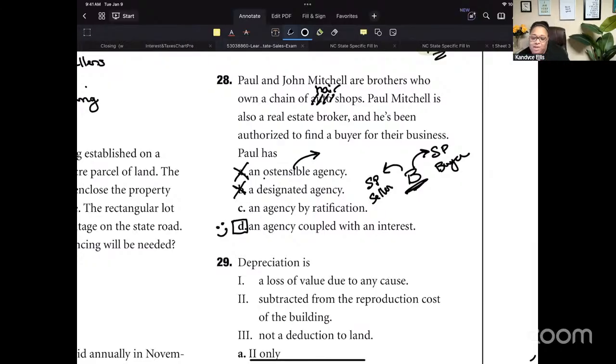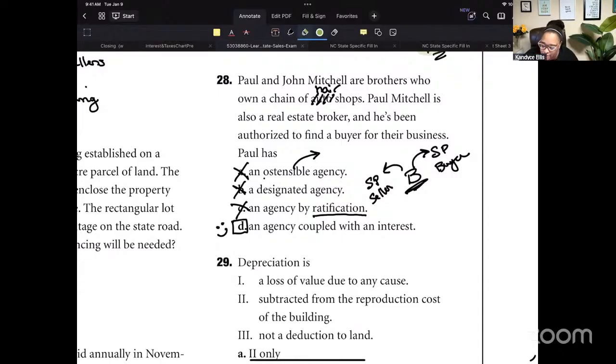Then you have agency by ratification, and ratification means I'm confirming that it's true. So it's kind of like, Elena, if I knew you were acting like my agent, and then later on, I come through and confirm it in writing, I'm ratifying that you are actually my agent, which is not what we're talking about here.